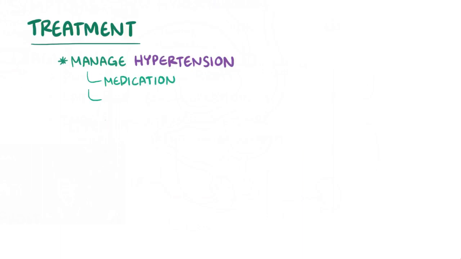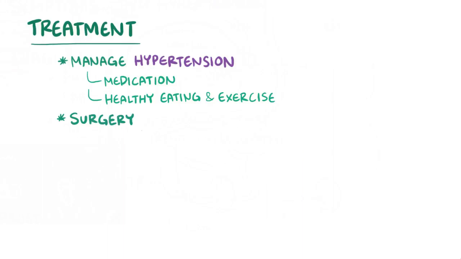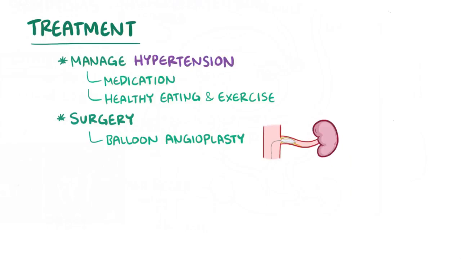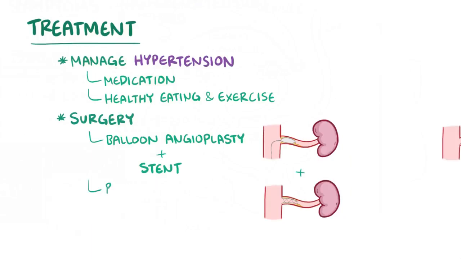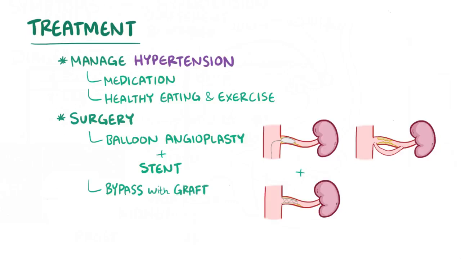Treatment of renal artery stenosis is aimed largely at trying to manage hypertension, through using medications as well as adopting healthy eating and exercising habits. In addition, a surgical procedure called a balloon angioplasty can sometimes be used, and this is where a balloon's used to open up the narrowed portions of the renal artery, and in rare cases, a tiny stent is left behind to keep the artery propped open. An alternative option is to simply bypass the stenosis with another artery that's grafted into place. Ultimately, if one kidney becomes atrophied and non-functional, it also might be necessary to remove it.